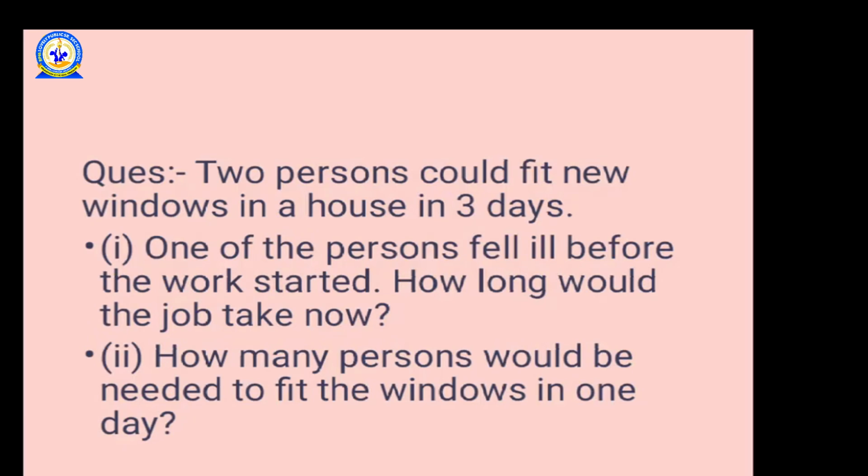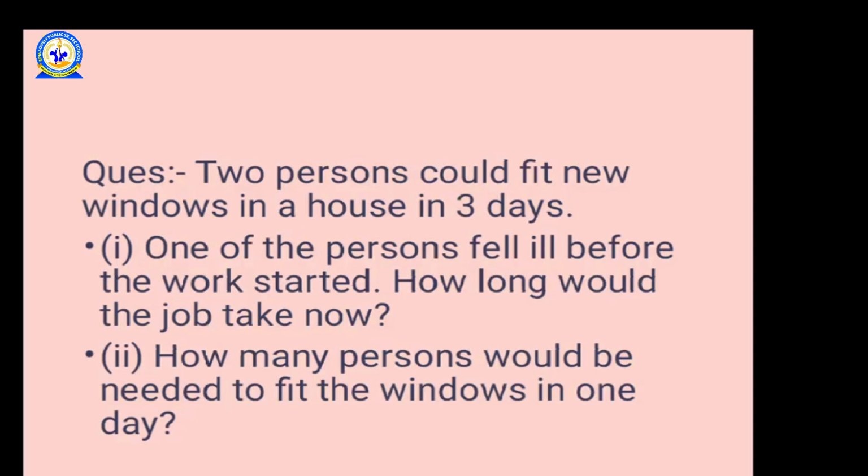Next question. Two persons could fit 3 windows in a house in 3 days. So here the number of persons is 2 and the number of days is 3. In the first part, one of the persons fell ill. If one person falls ill before the work started, how long would the job take now?